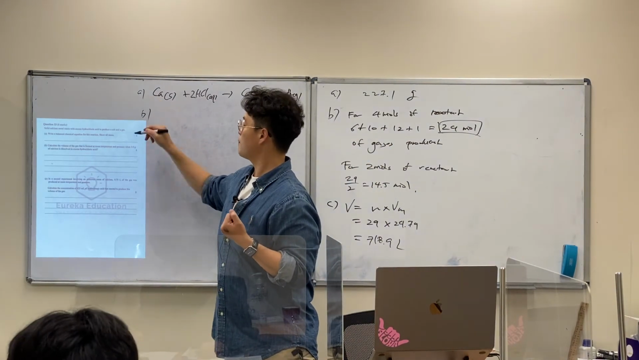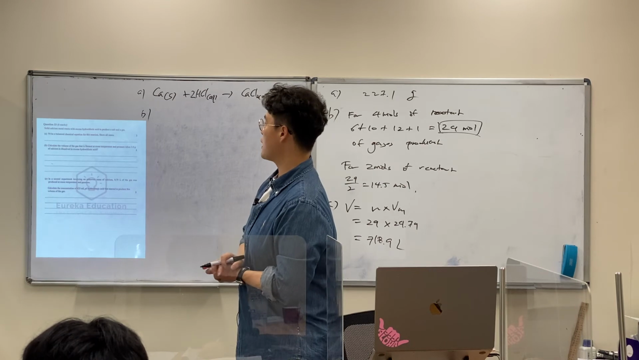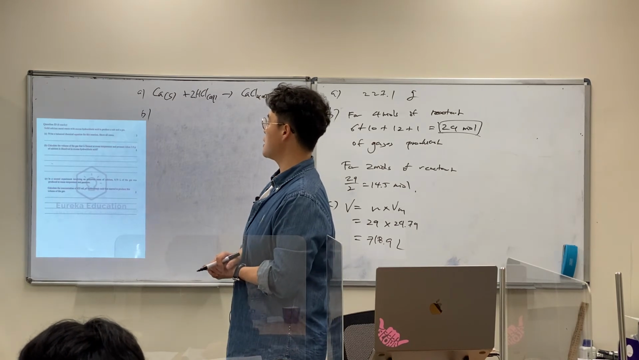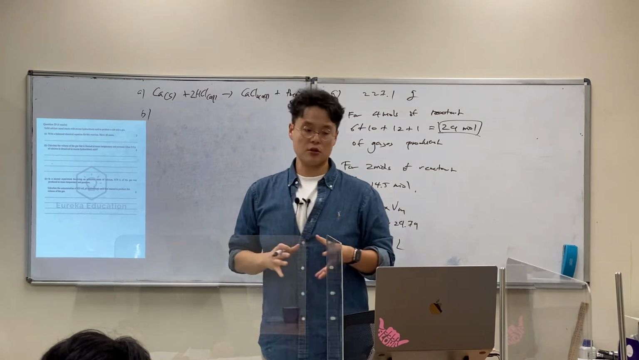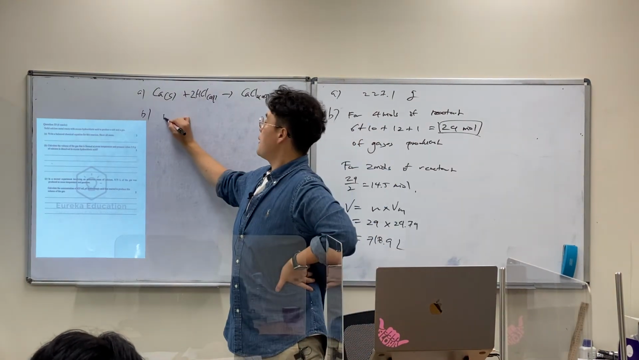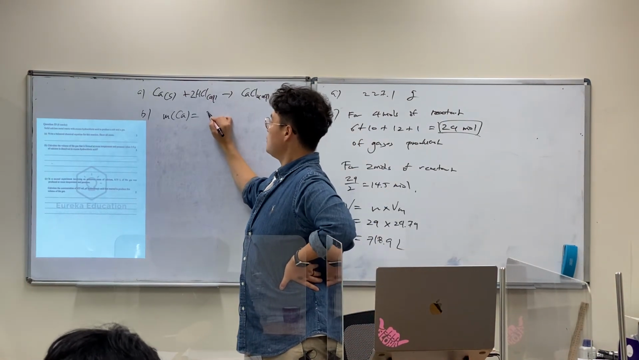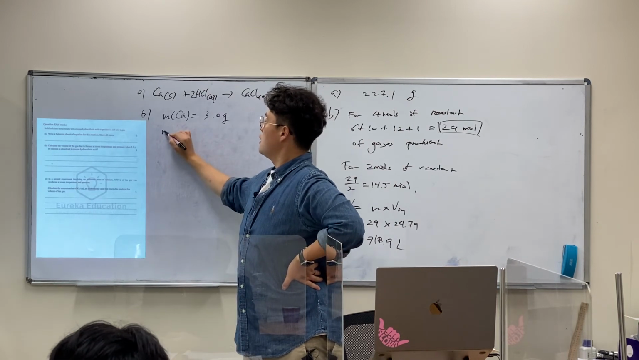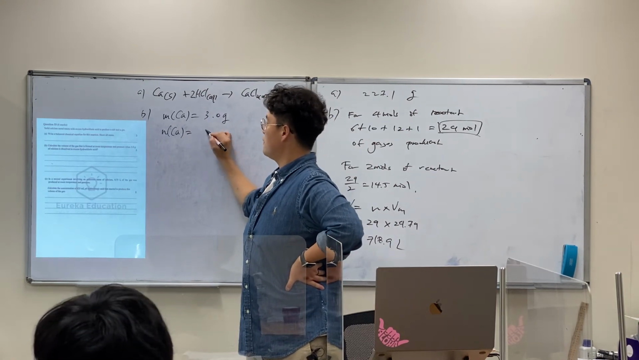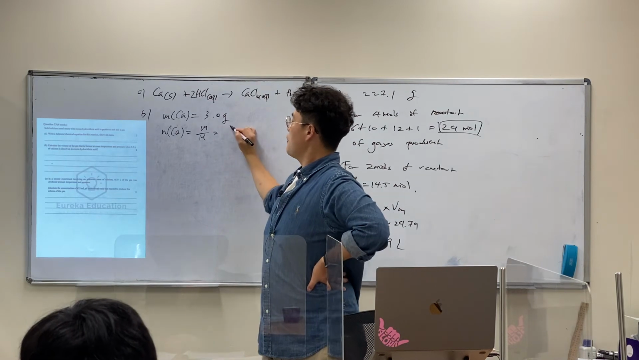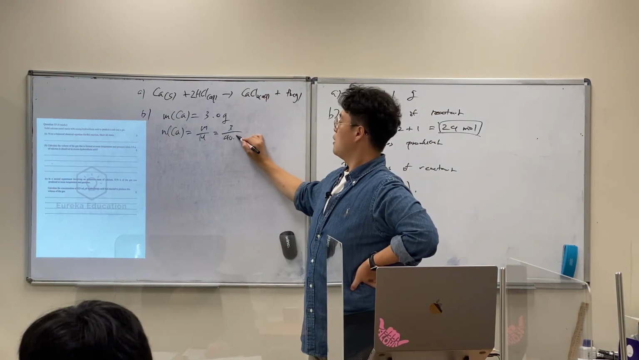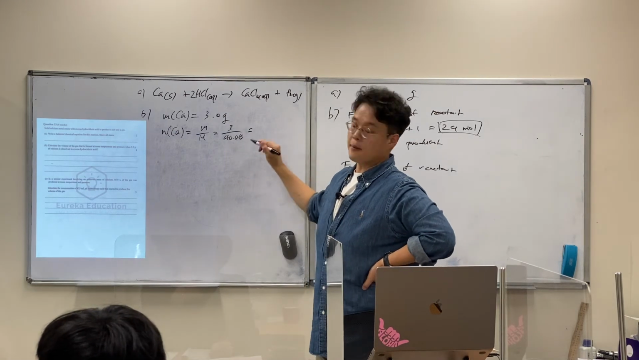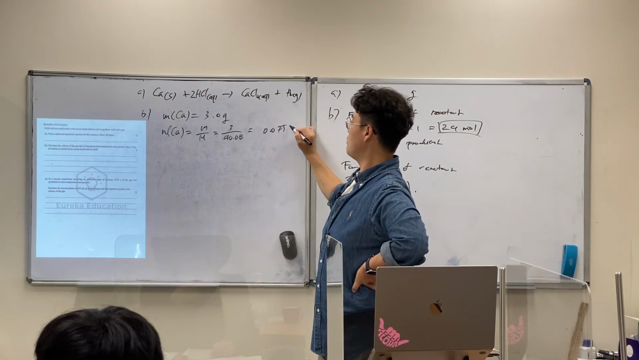B. Calculate the volume of the gas that is formed at room temperature and pressure when 3 grams of calcium is dissolved in excess hydrochloric acid. So the mass of the calcium is given as 3.0 grams. The number of moles of the calcium is therefore m over the molar mass, 3 divided by the molar mass, 40.08, of the calcium. So you should have 0.075 mole.